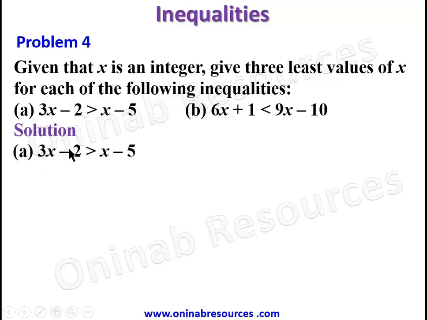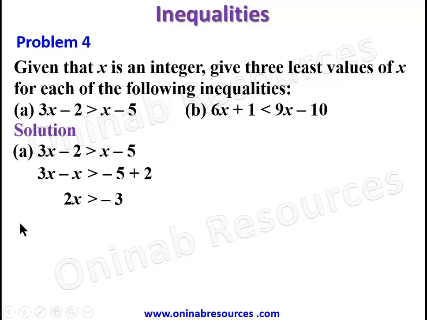For A, I have 3x minus 2 greater than x minus 5. Collecting the like terms, I retain 3x on the left hand side. I move this x, which is positive, on the right hand side to the left hand side. It becomes negative x. The negative 5 will still be maintained on the right hand side. Moving this negative 2 to the right hand side, it becomes positive 2. So that 3x minus x gives 2x greater than, negative 5 plus 2 gives negative 3.